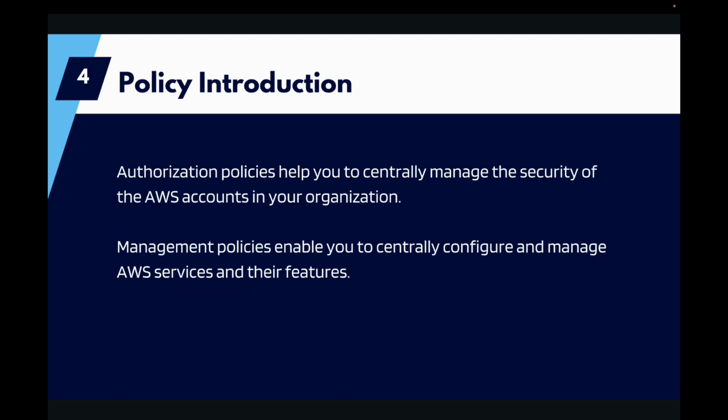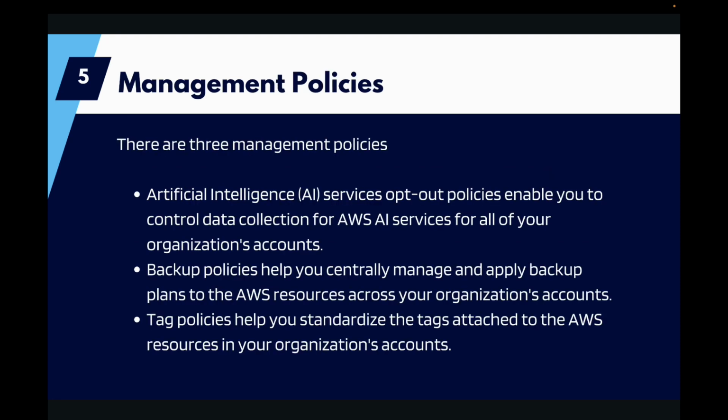So let's talk about authorization policies. Authorization policies help you centrally manage the security of AWS accounts in your organization. With service control policies being authorization policies, you can centrally manage who will access what resources, who will do what with a specific type of resource, and that kind of stuff. We'll talk about that in the next masterclass. But today, management policies enable you to centrally configure and manage AWS services and their features. So the difference is, management policies are about how you configure certain AWS services and their features, whereas authorization is really about accessing things. With management policies, there are three types currently in AWS Organizations.